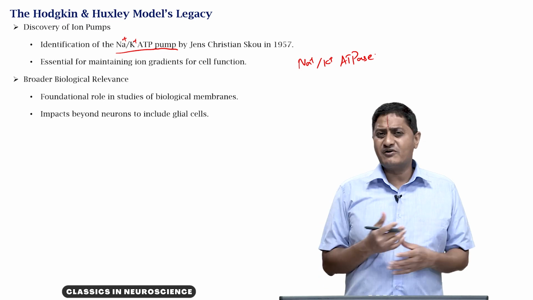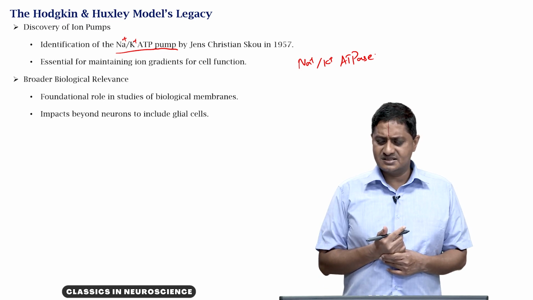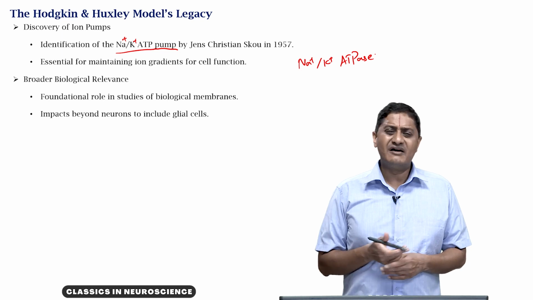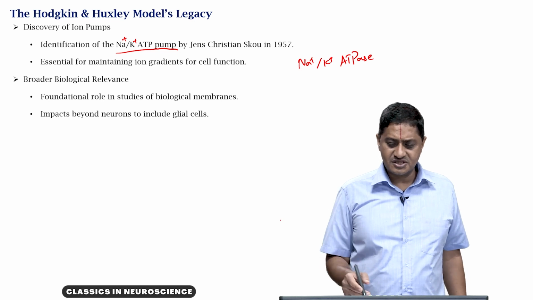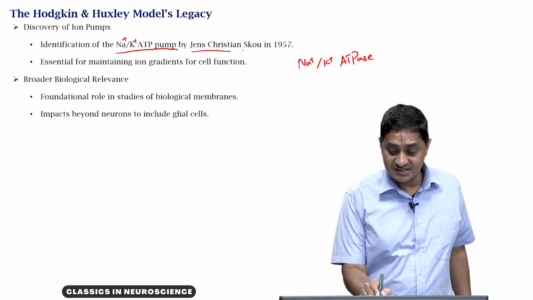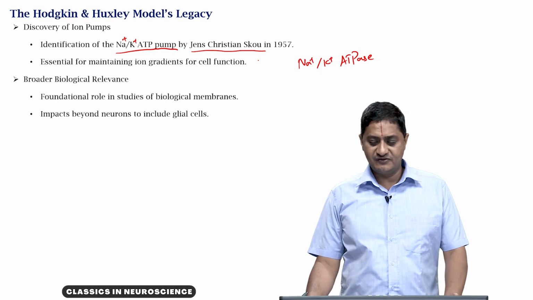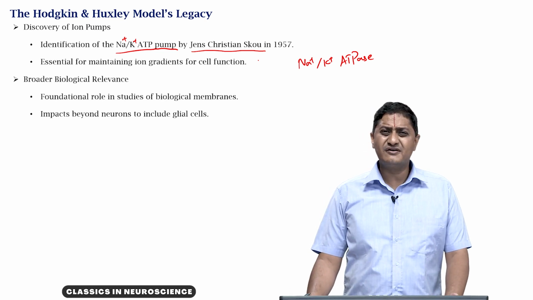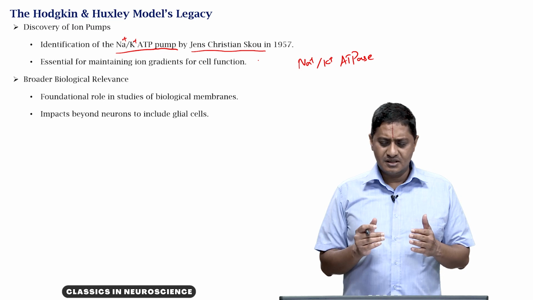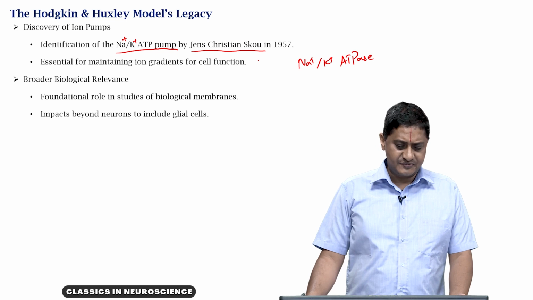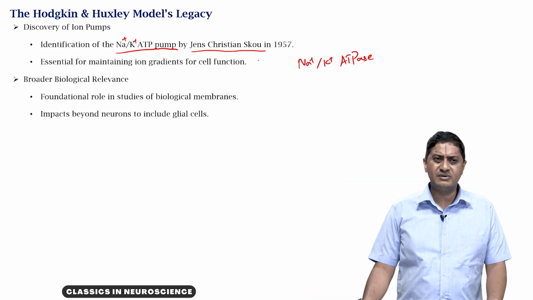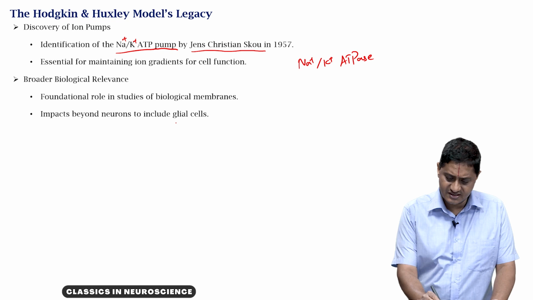The detailed mechanism of how this sodium potassium ATPase works, I have discussed in another video. My students will share it with you. Please do watch it. This was first described by Jens Christian Skou in 1957, essential for maintenance of constant membrane potential across the excitable cell membrane. It formed a foundational role in biological membranes and how they maintain this, and it has impact beyond neurons to include other cells such as glial cells as well.